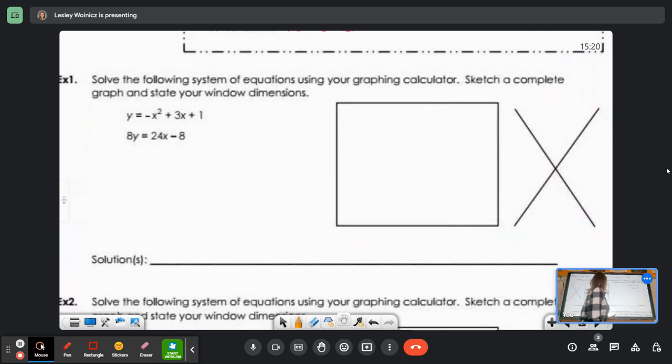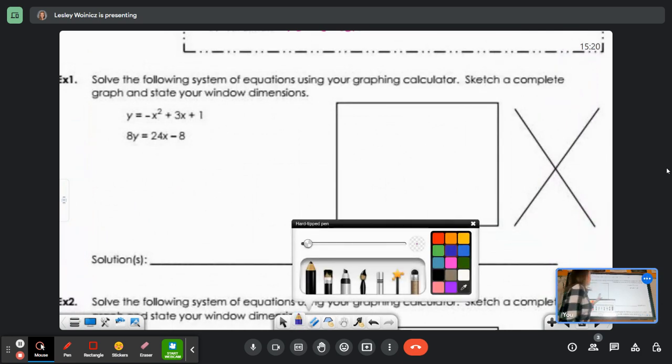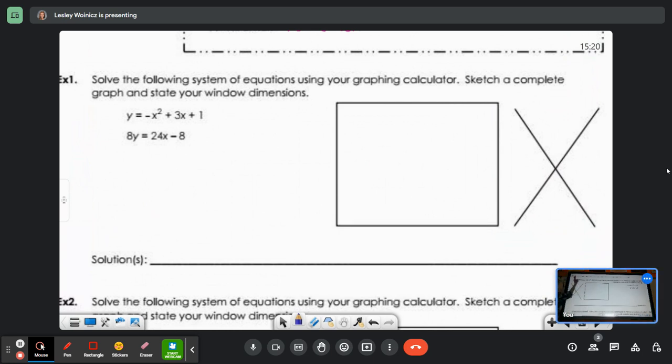All right, we have to put these in the calculator to solve the system of equations. We're going to sketch a complete graph, and we're going to state the window dimensions. So to put these both in y equals, what do we have to do first?